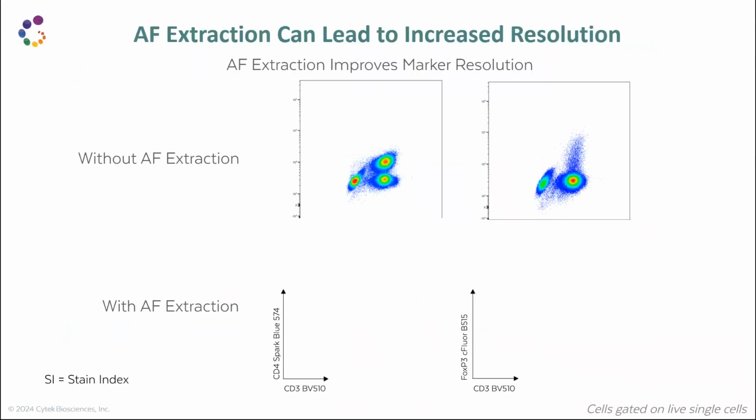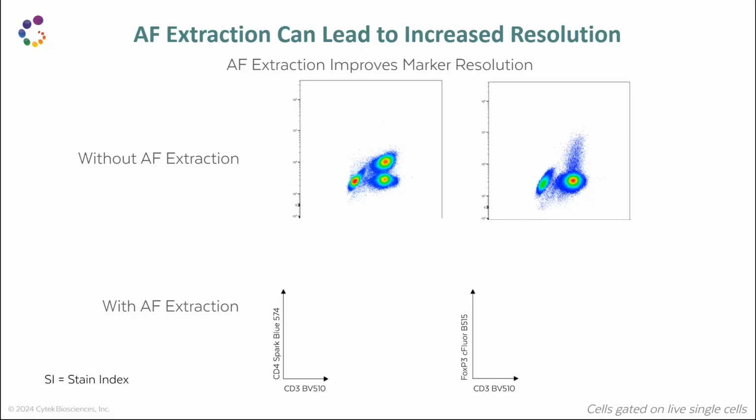Now I'm going to show you the data. What you see is two plots. On the x-axis, CD3 plotted versus CD4 and FOXP3. If I don't do any extraction, you see on the first plot three populations, one that is negative and one that is single positive and on top double positive. They're so close to each other. You're losing resolution, which is, again, that separation between populations.